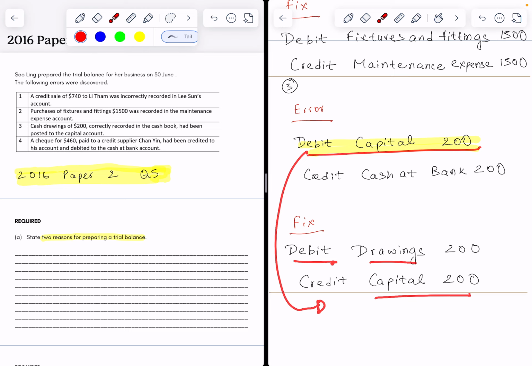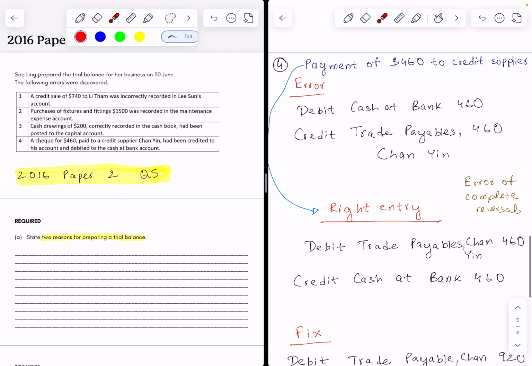Okay, so we are going to debit drawings by 200, and at the same time we will increase the balance available in our capital account by 200, and to reflect that increase we will just credit the capital account by 200. Okay, all right, so let's look into the last error, which is the fourth error we have got.